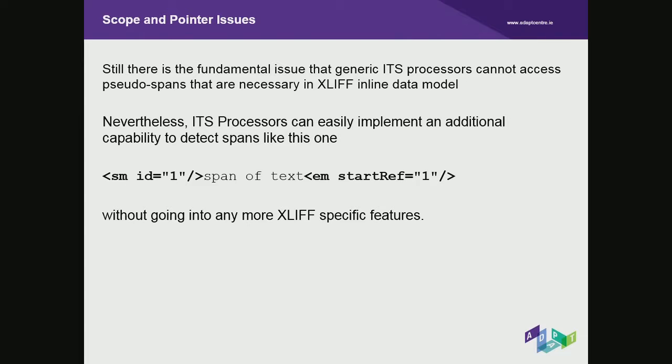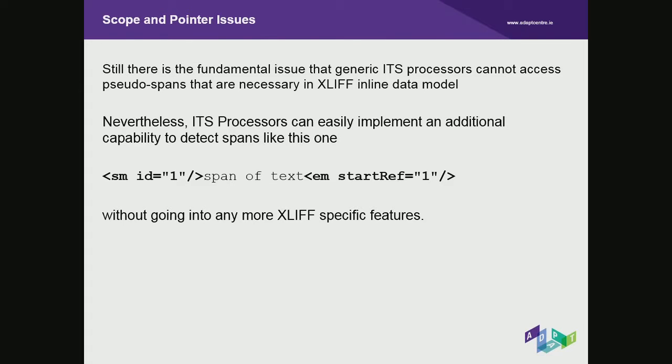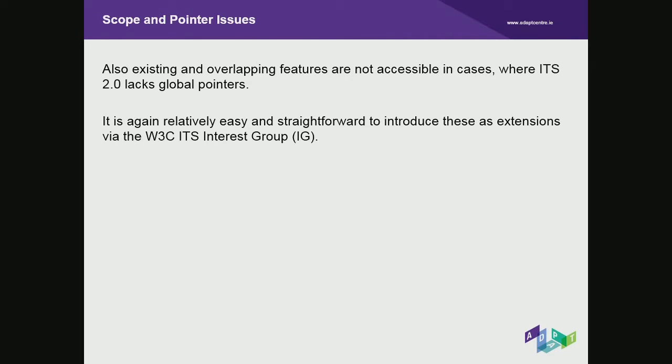And if you see the actual usage of sm and em, as I mentioned earlier, if an ITS processor would just point to these elements, what they get is not a span of text but just empty, because that is a standalone element. It is kind of a pseudo span. It's not the real span. So this is one of the XLIFF-specific features for overcoming this limitation of XML.